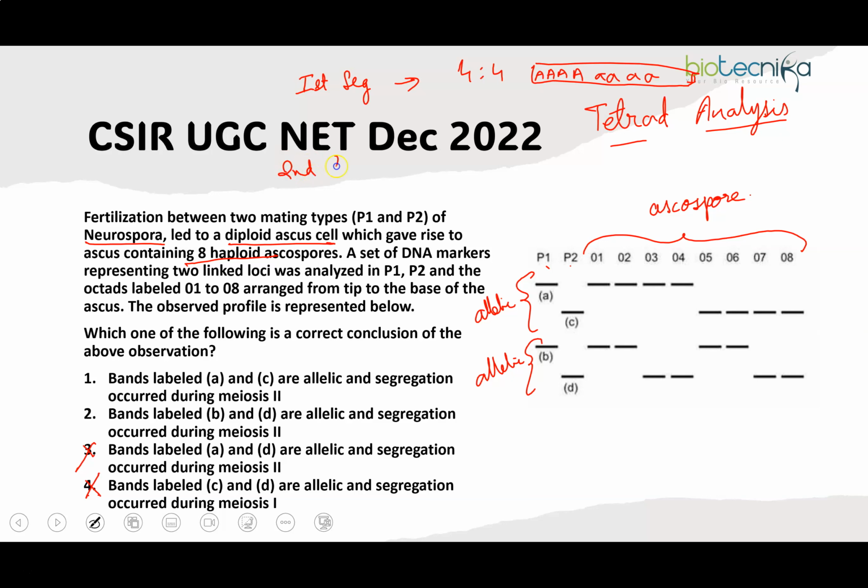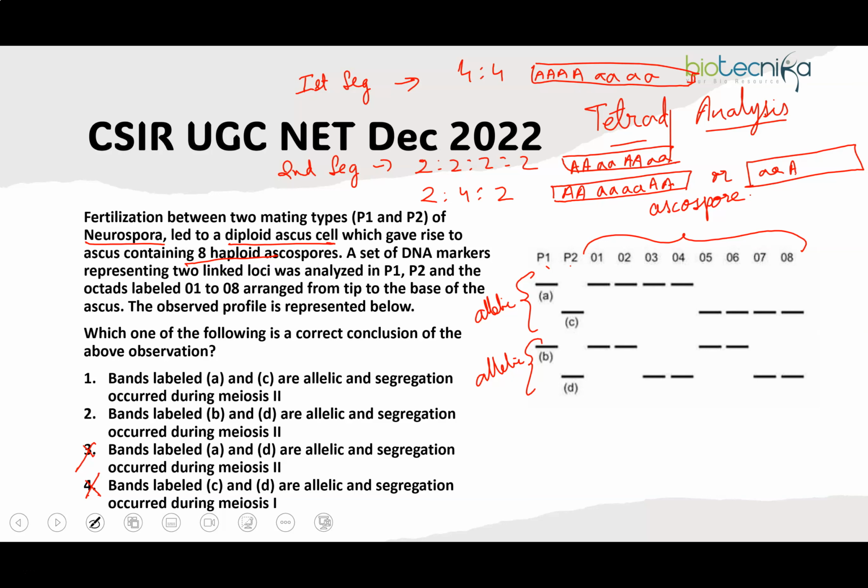What about second division segregation? In case of second division segregation, two formats can be there. One is 2:2:2:2, the other is 2:4:2. 2:2:2:2 means 2 capital A, 2 small a, 2 capital A, 2 small a. If it is 2:4:2, it means 2 capital A, 4 small a, 2 capital A, or the alternate arrangement can be 2 small a, 4 capital A, followed again by 2 small a. So these two are the arrangements which can be there in second division segregation.